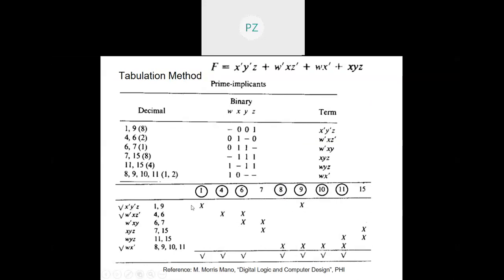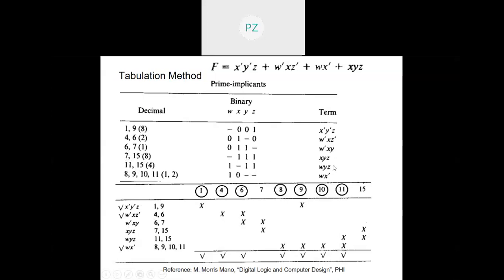Similarly, w dash x z dash covers min terms 4 and 6, so I'll write a cross at 4 and 6 only. Next is w dash xy. This w dash xy covers min terms 6 and 7, so I'll write crosses at 6 and 7 corresponding to these two only.